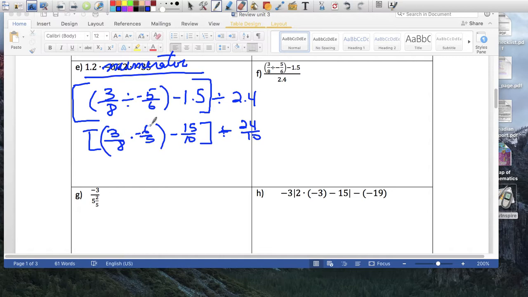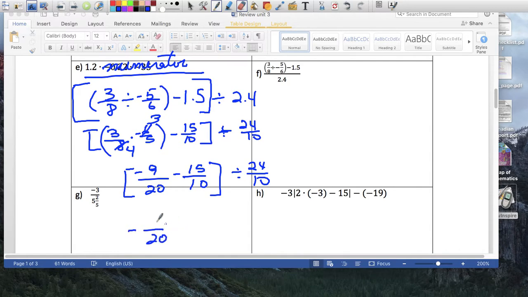So over here, I can simplify. 6 divided by 2 is 3. 8 divided by 2 is 4. 3 times negative 3 is negative 9. 4 times 5 is 20, right? So I'm done with my parentheses here. And then I'm going to subtract that 15 over 10, and again keep the brackets until I finish with that, and then divide it by 24 over 10. Find the LCM. The LCM is obviously 20, minus, and then I'm going to change the 10 to a 20, and 10 times 2 became 20. 10 times on top is 15 times 2, which is 30.